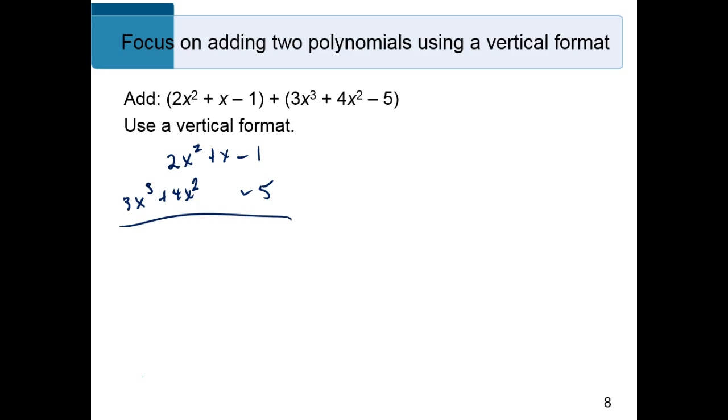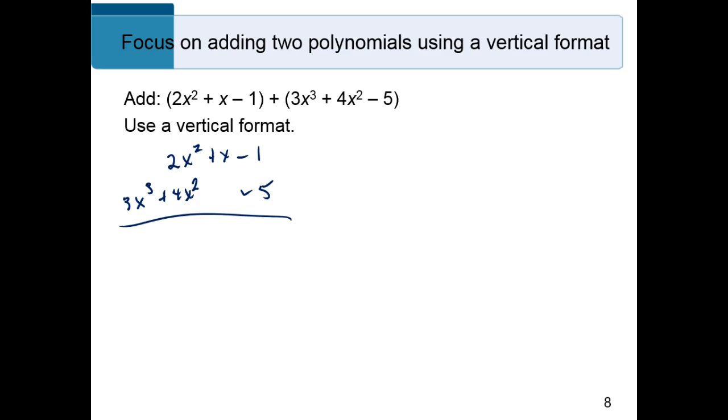Is x similar to any term over there? No. So that's why I put nothing under that. Is minus 1 similar to any term over there? Yes, minus 5, so I put that. Is 3x cubed similar to any term over here? No, so I put it out here. And I kept them in descending order of powers. So this is how you do it vertically. Takes a little planning ahead, but you can do it.